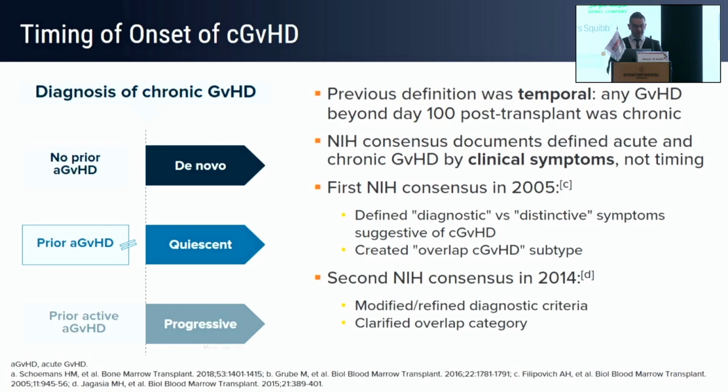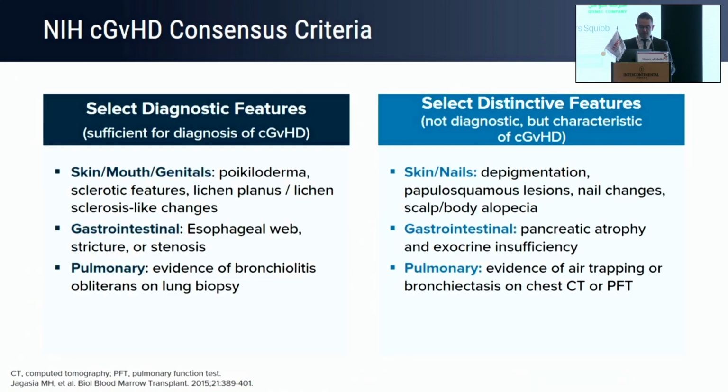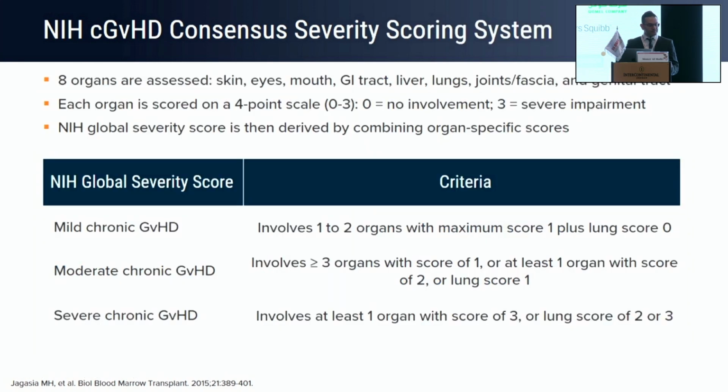Now, the diagnosis of chronic graft-versus-host disease was always based on the time before or after day 100. But the new NIH consensus showed that this should mostly be based on clinical symptoms. We have diagnostic features, which are sufficient to diagnose GVHD, and distinctive features, which are only suggestive of GVHD, as you can see on those two lists. With those graded together, an NIH severity score will differentiate mild, moderate, and severe chronic GVHD. This is important for prognostication as well as treatment approaches.